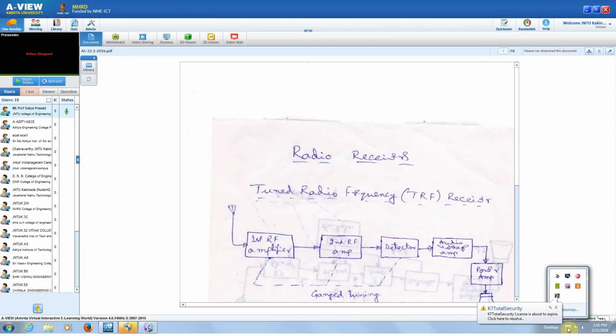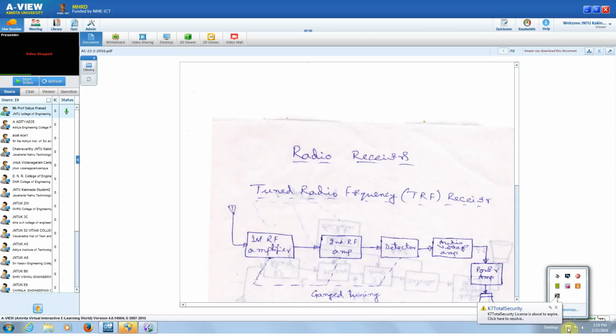we have to raise this signal level. Therefore, again, what is the output of the detector? The output of the detector is the message signal or your baseband signal, or we say the audio signal. Therefore, we have to have voltage or power amplifiers at the audio frequency stage.